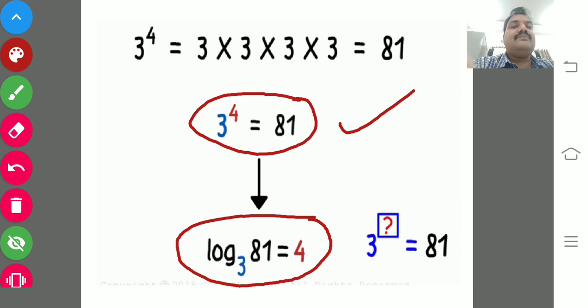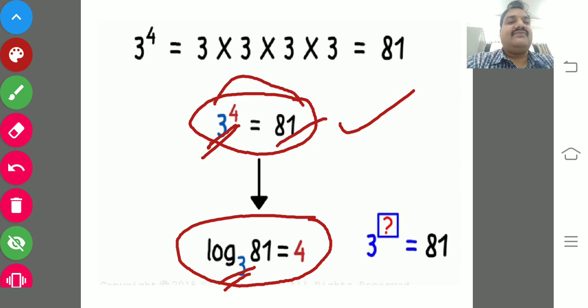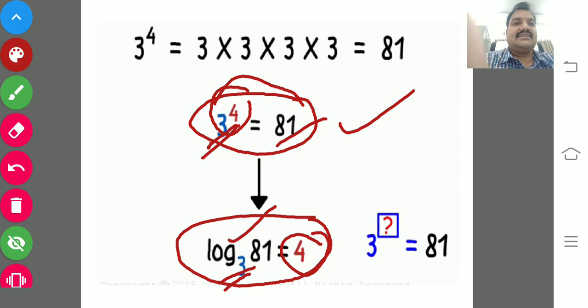3 power 4 equals 81 is an exponential notation, but log 81 base 3 equals 4 is a logarithm notation. So you just observe that the base in exponential is also the base in logarithm, and the answer which is on the right side will take place on the left side, and the power is the answer of the logarithm. So that is the thing you have to observe.